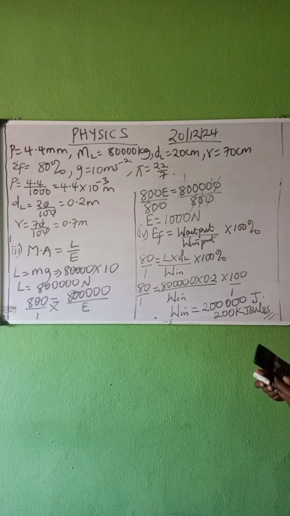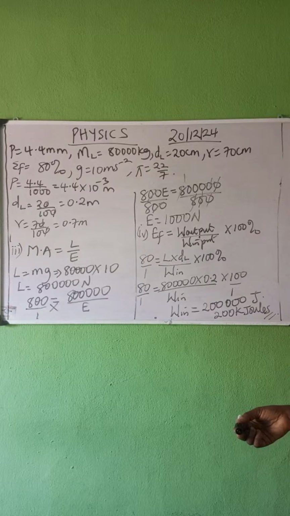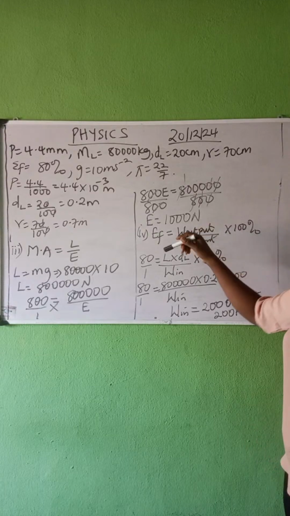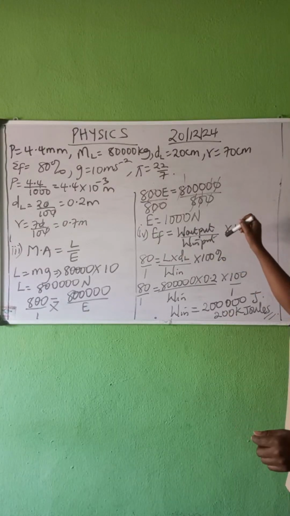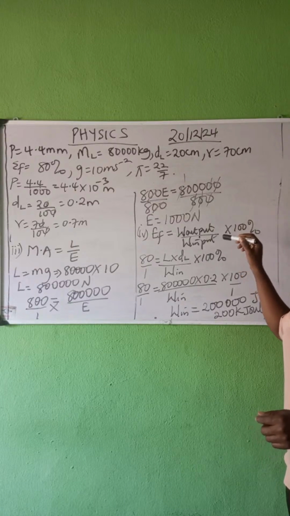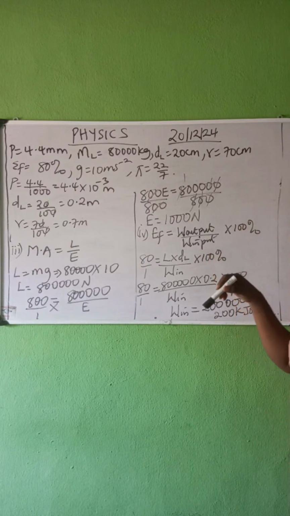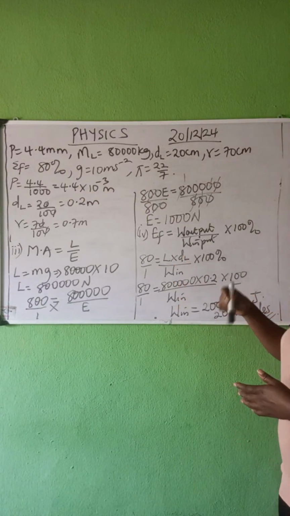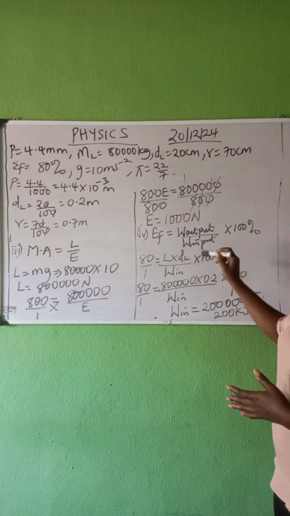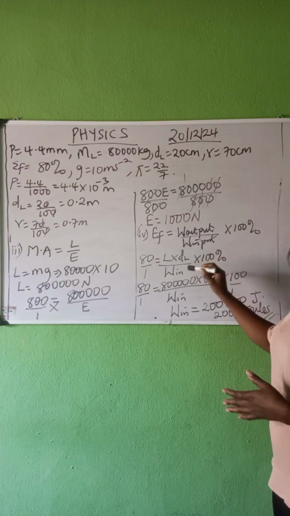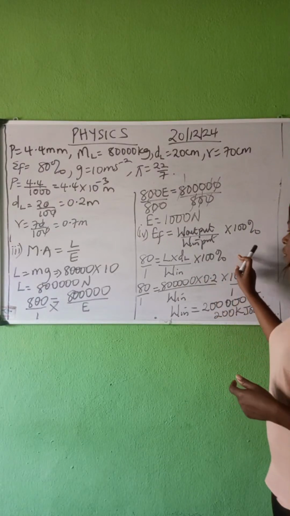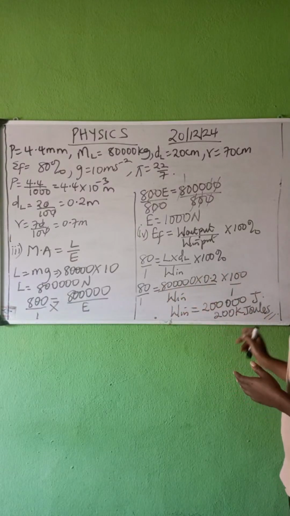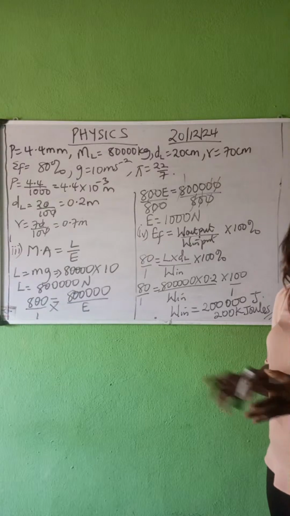Do you understand what I just explained? All right, I said that for us to be able to do this, what we are going to do is to use our efficiency to solve for work output over work input. What you're looking for is the work input because it's the work done by a person in raising the load. So putting in our efficiency formula, our work output is 800,000 multiplied by distance moved by load, over work input, which is what you're looking for. Then multiply by 100 over 1. By the time you multiply all this and divide by 80, you are going to get your answer to be 200 kilojoules. Hope that is clear.